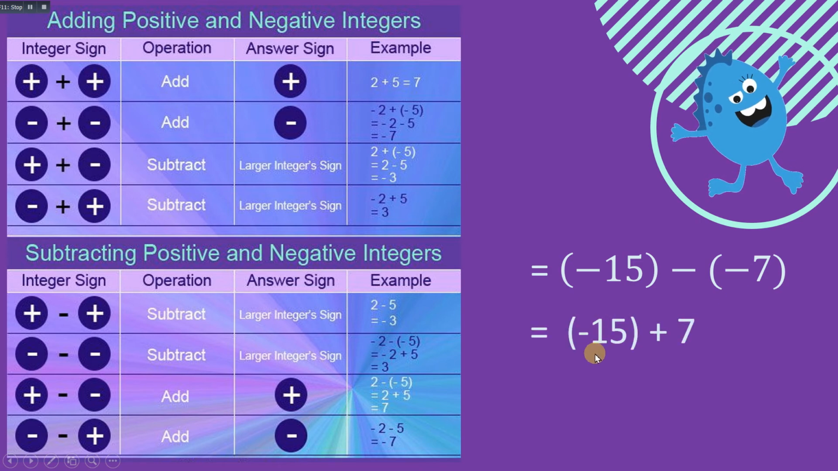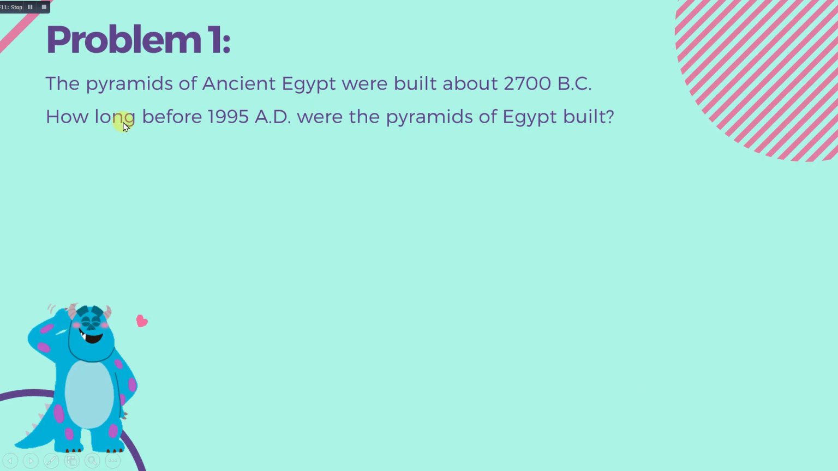So to answer that, we have to identify the givens, which are 1995 AD and 2,700 BC. So we just need to focus on the question, how long before 1995 AD were the pyramids of Egypt built? In this case, we have 1995 minus negative 2,700.